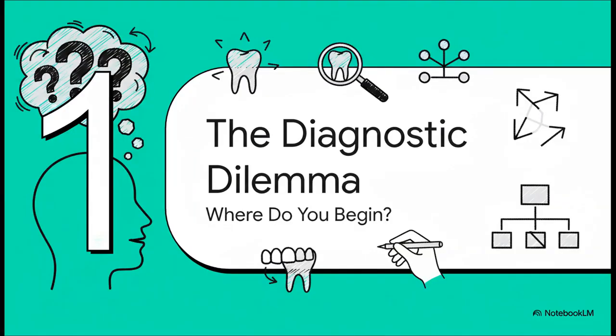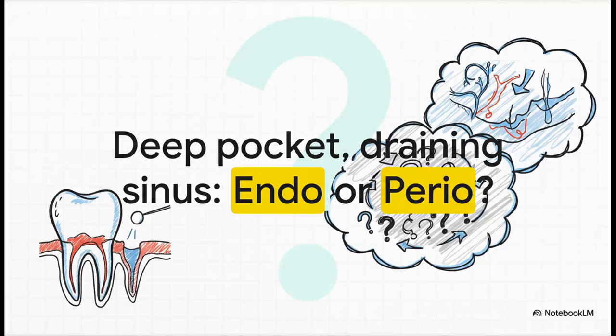You know, every single dentist, no matter how long they've been practicing, has these moments of uncertainty. So let's start with one of those classic scenarios that you are absolutely going to see in the clinic. Okay, so picture this. A patient is in your chair. They've got a deep periodontal pocket, and there's a draining sinus tract.